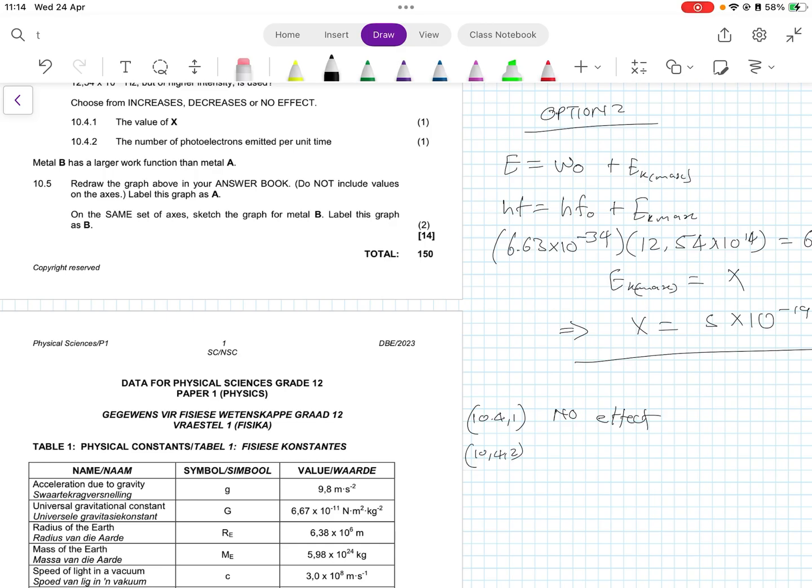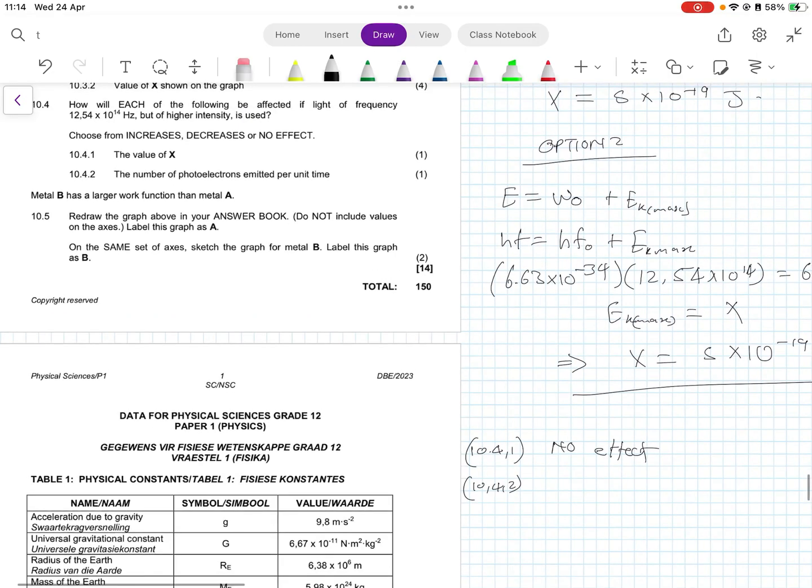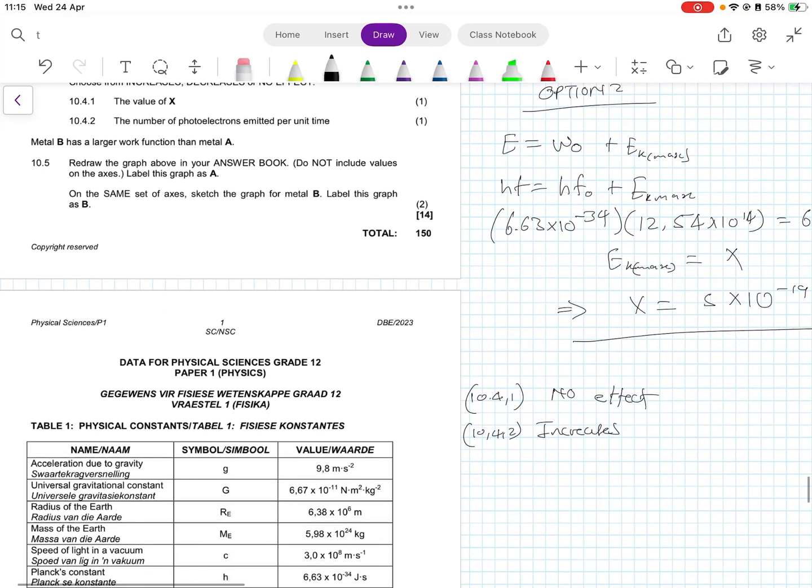10.4.2. Now, does it increase, decrease, or have no effect on the number of photoelectrons emitted per unit time? Now, if the intensity of the light has increased, it means that the number of photons that are incident on the surface therefore increases. So if the number of photons incident on the surface increases, then the number of photoelectrons emitted per unit time also increases. So this will be increases.